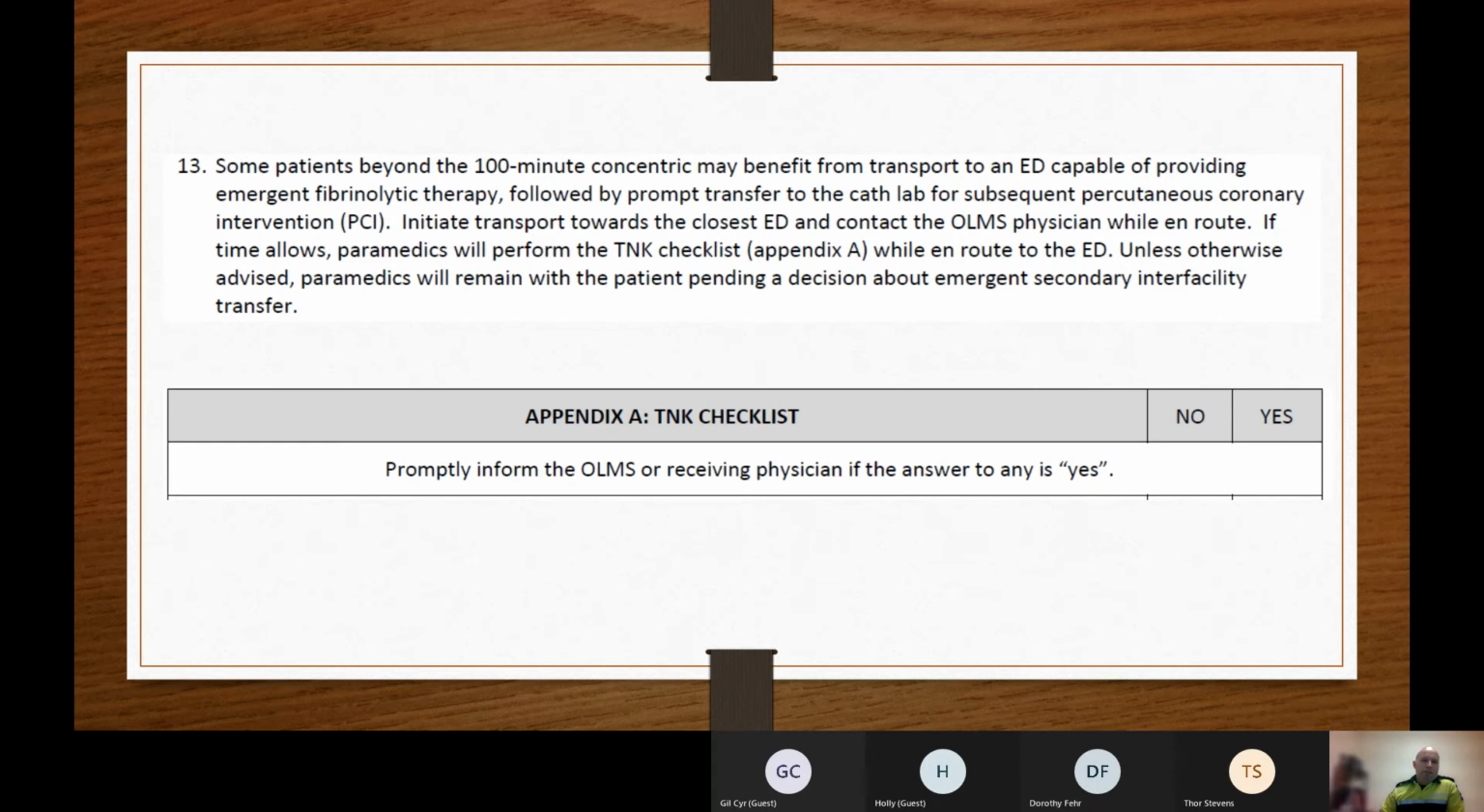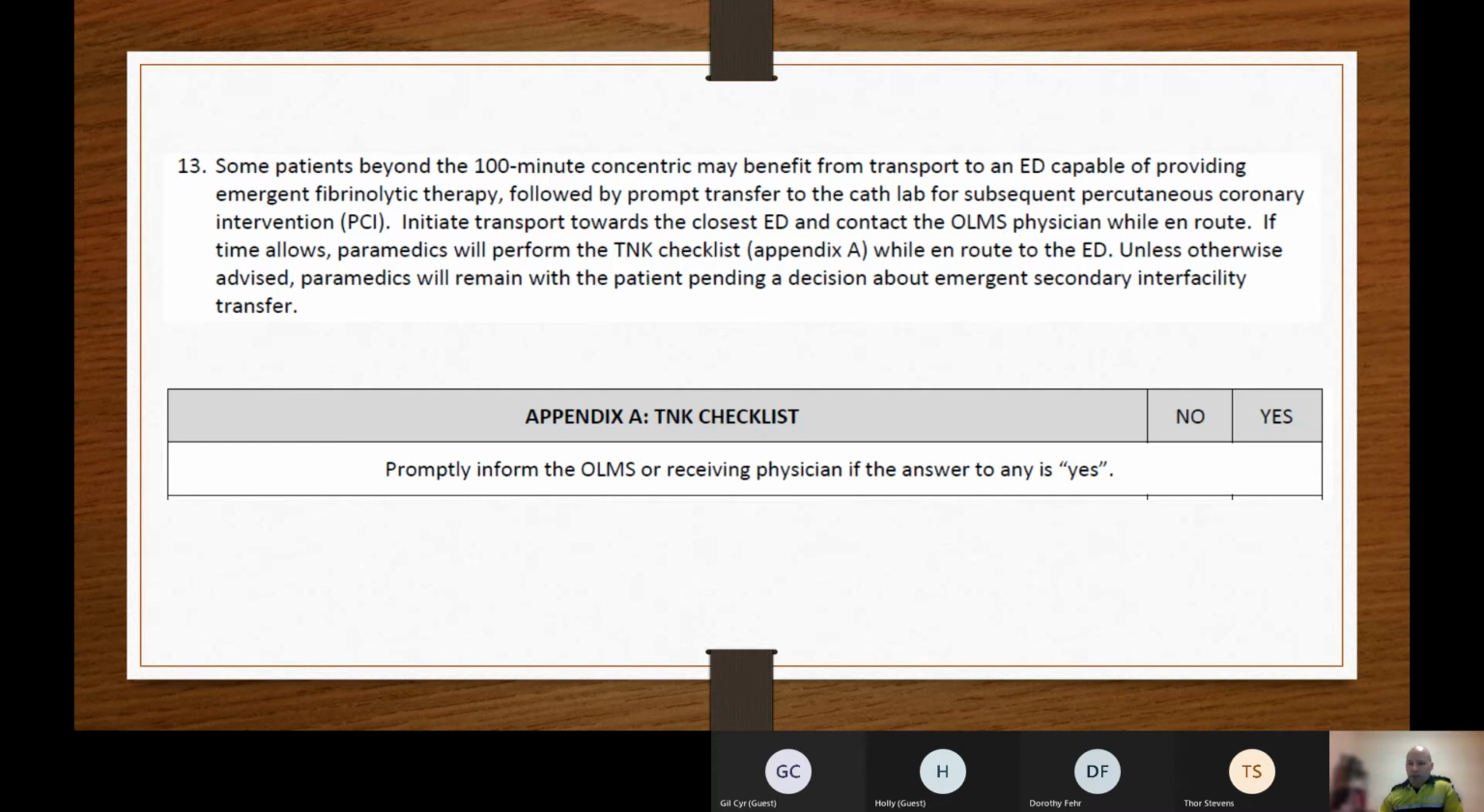So again, some patients beyond the 100-minute window may benefit from transport to an ED capable of providing emergent fibrinolytic therapy, followed by prompt transfer to the cath lab for subsequent PCI. Initiate transport to the closest ED and contact the online medical physician while en route. If time allows, do your TNK checklist, which is the appendix at the end of the care map, while en route to the ED. Unless otherwise advised, paramedics will remain with the patient pending a decision about emergent secondary interfacility transfer.